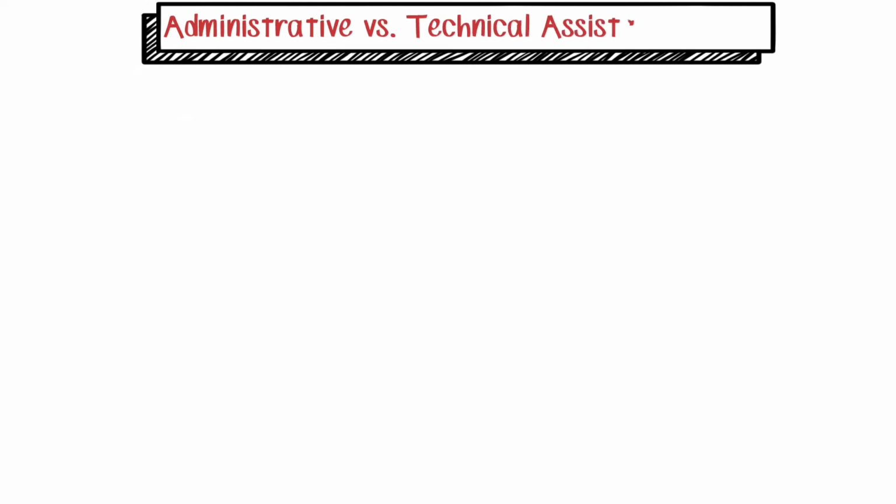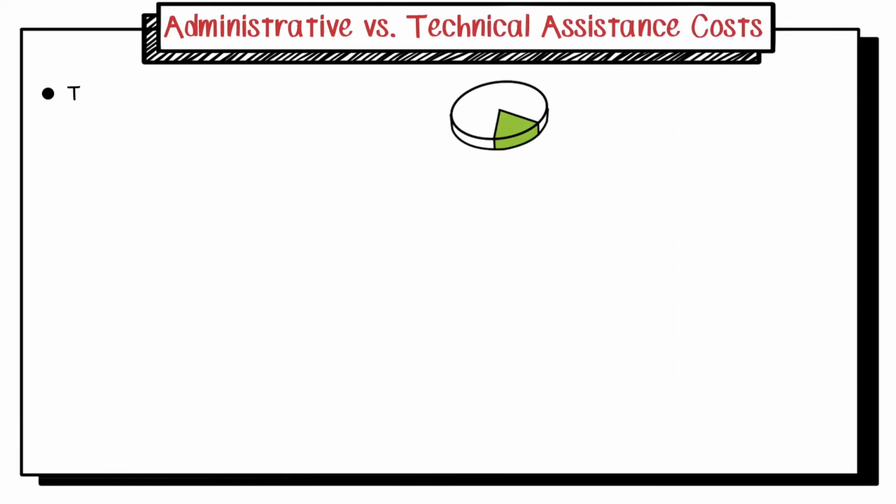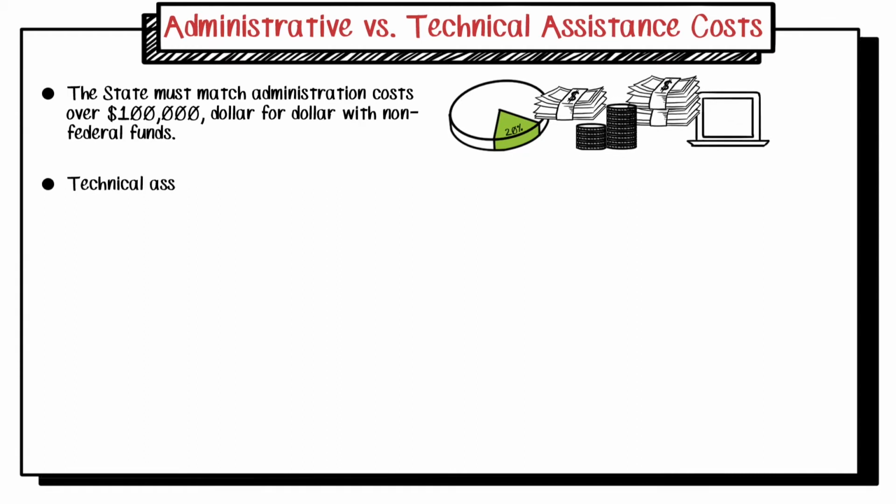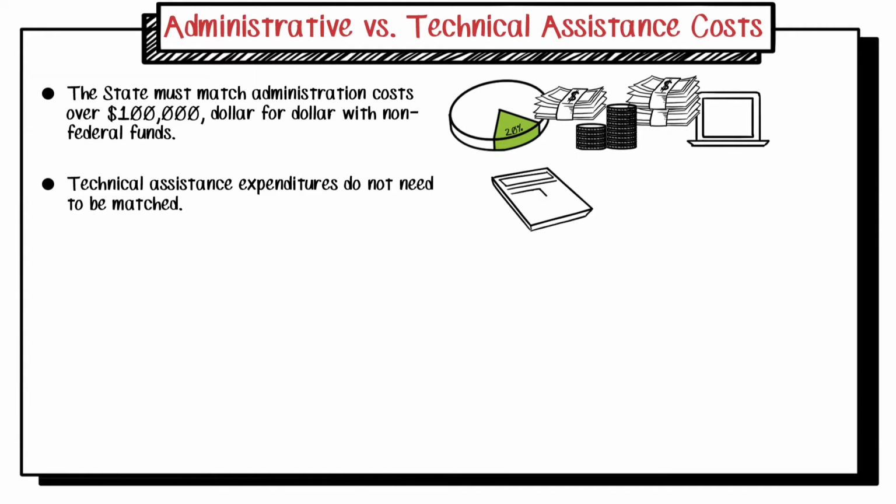Administrative versus technical assistance costs. Additionally, there is a distinction between administration and technical assistance, whereby costs for technical assistance do not need to be matched. Administration includes the general management, oversight, planning, and coordination of the CDBG program, providing the public with information and opportunities to participate in the decision-making process, fair housing activities, indirect costs, and costs to facilitate housing. Technical assistance includes advice, guidance, and training provided by the state to units of general local government and their subrecipients.